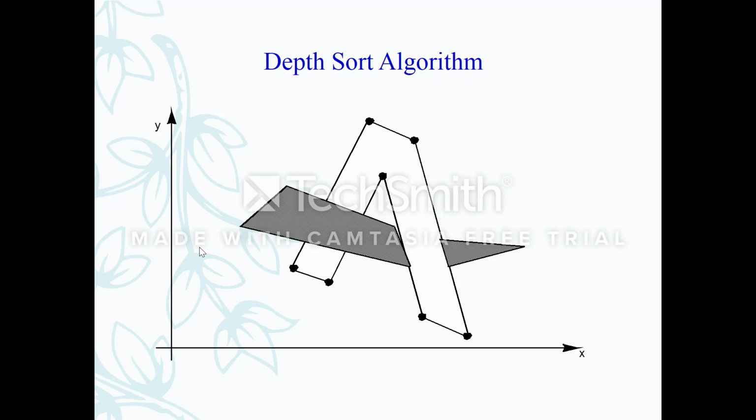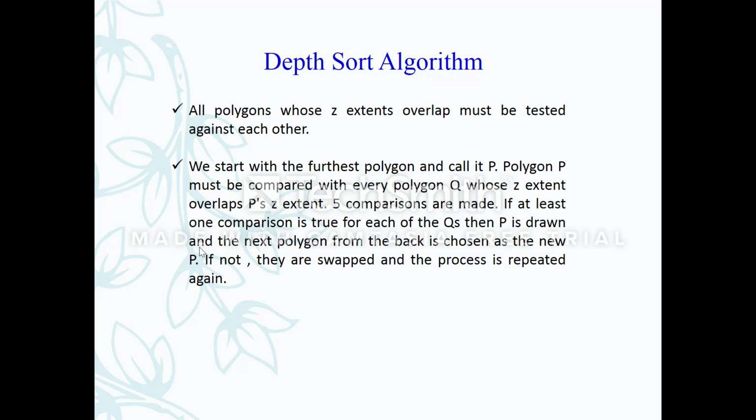How to resolve that? All polygons whose z extents overlap must be tested against each other. We start with the furthest polygon, call it P. Polygon P must be compared with every polygon Q whose z extent overlaps P's z extent. Five comparisons are made, like there are 5 rules to be compared. If at least one comparison is true for each of the Q's, then P is drawn and the next polygon from the back is chosen as a new P. If none of the comparisons is true, then they are swapped and the process is repeated.